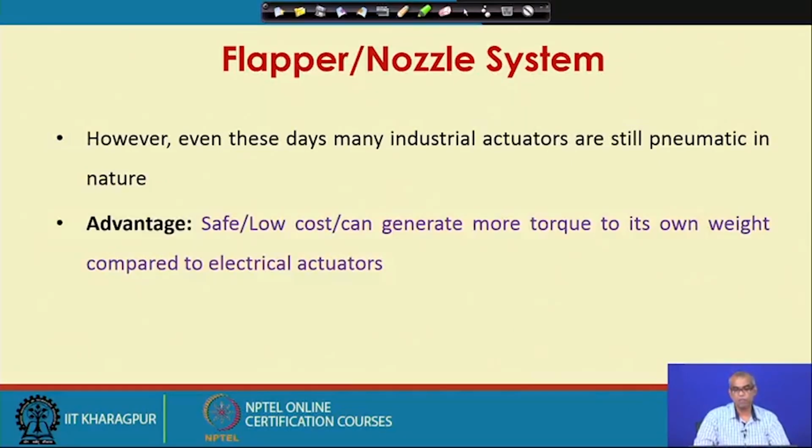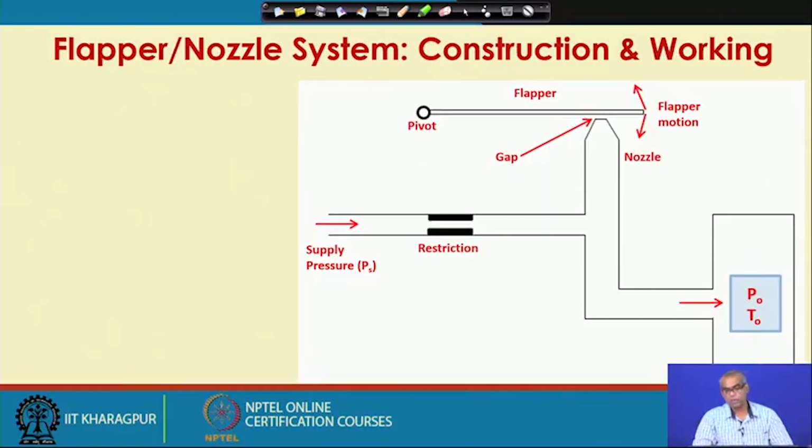The advantages of flapper nozzle system are that it is safe, low cost and can generate more torque for its own weight compared to electrical actuators. Disadvantages, its response is slow compared to electrical actuators. Now, let us look at construction and working of flapper nozzle system.